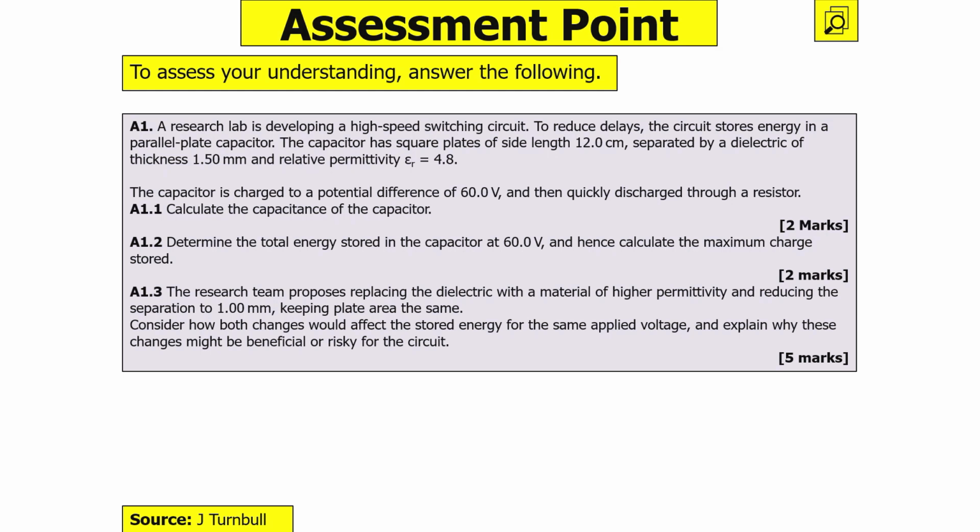Determine the total energy stored in the capacitor at 60 volts and hence calculate the maximum charge stored. The research team proposes replacing the dielectric with a material of higher permittivity and reducing the separation to 1 mm, keeping the plate area the same. Consider how both changes would affect the stored energy for the same applied voltage and explain why those changes may be beneficial or risky for the circuit. So, pause the video now, then unpause the video when you want to go through your answer.